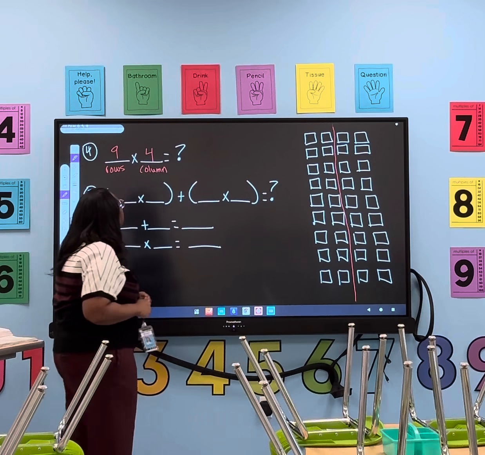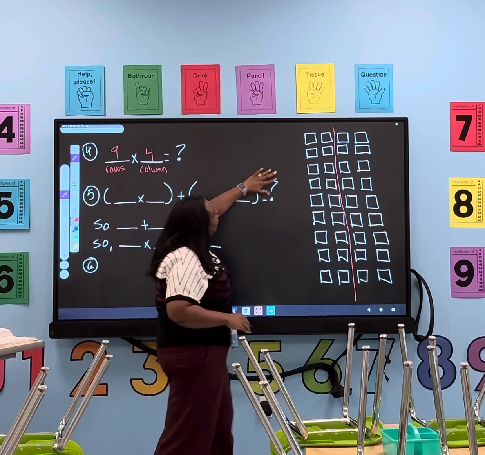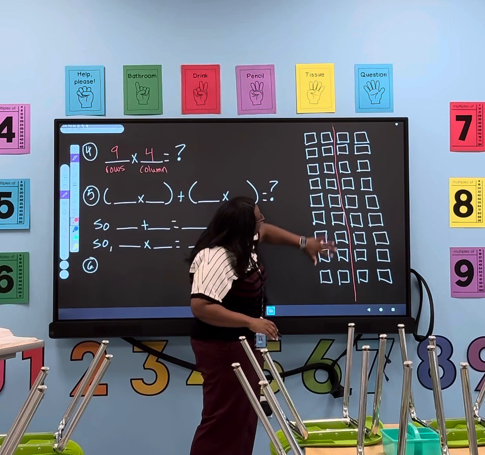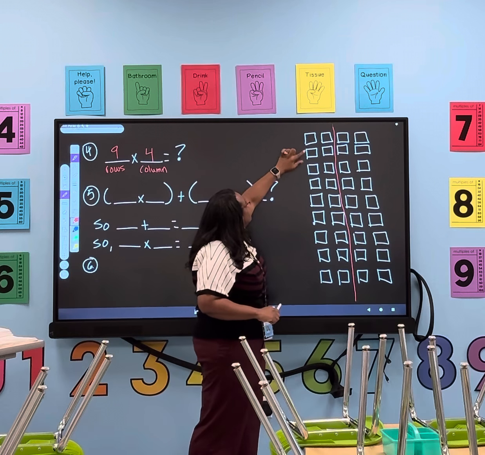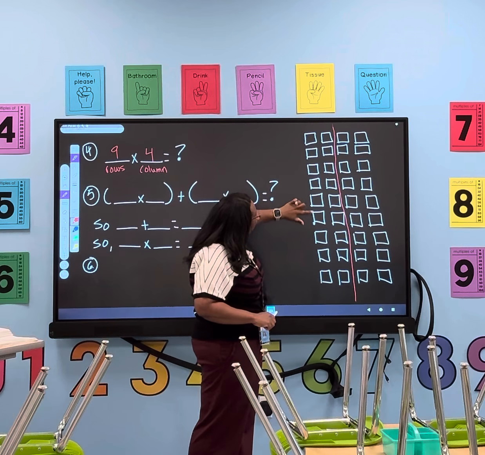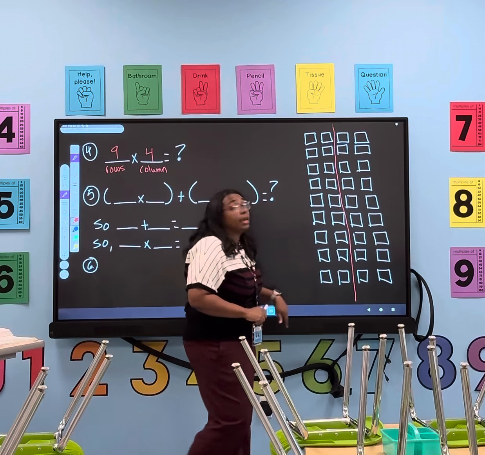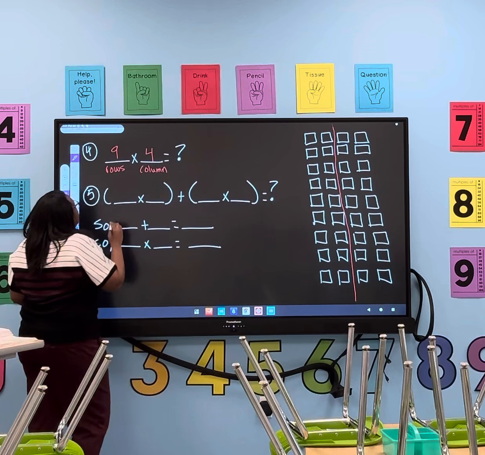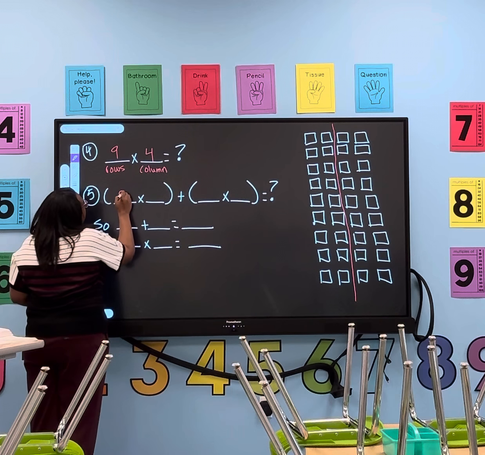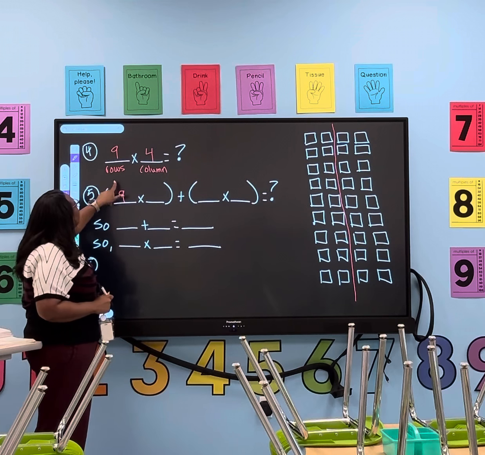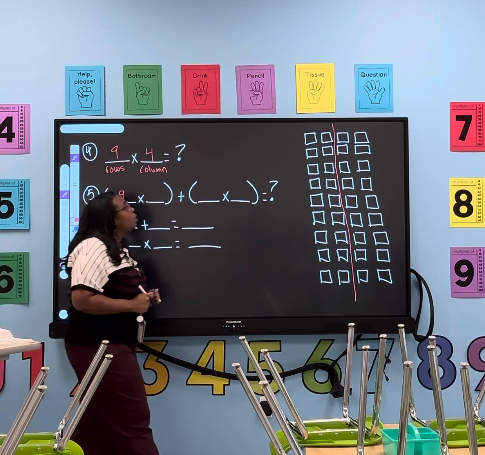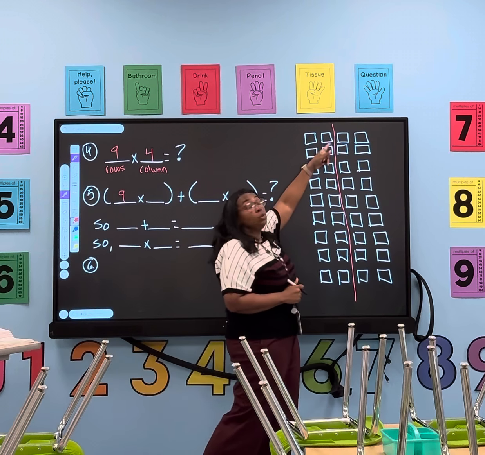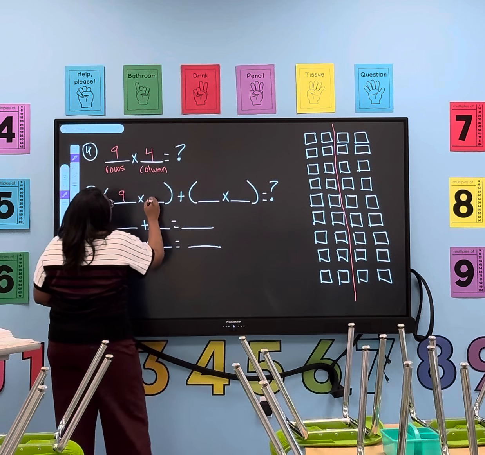So let's go ahead and solve this. Let's look at this first array, the smaller one that I broke it up into. Well, I have 1, 2, 3, 4, 5, 6, 7, 8, 9 rows, so the first number is going to be 9. Because remember, the first number is always your rows. Now let's go to the columns here. Well, I have 2 columns now. So this is going to be 2.